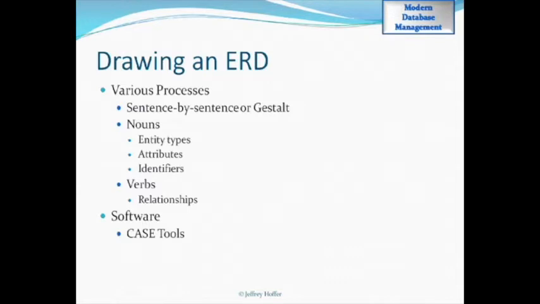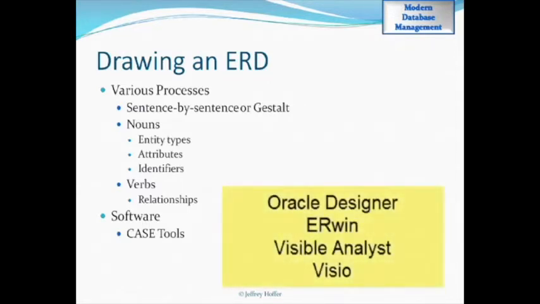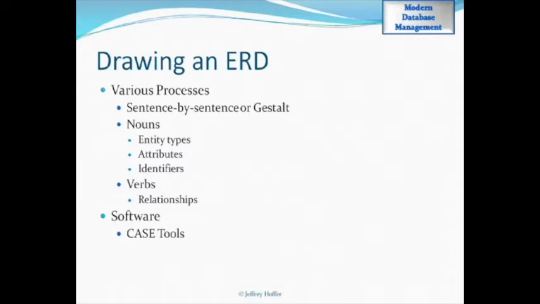Computer-aided software engineering tools like Oracle Designer, Irwin, Visible Analyst, and even Visio are sophisticated applications that maintain a variety of drawing types and other metadata for documenting not only data, but also processes, flows of data, and decision and event logic. We show and compare the notations used by several popular tools that specialize in drawing entity relationship diagrams in Appendix A of the text.